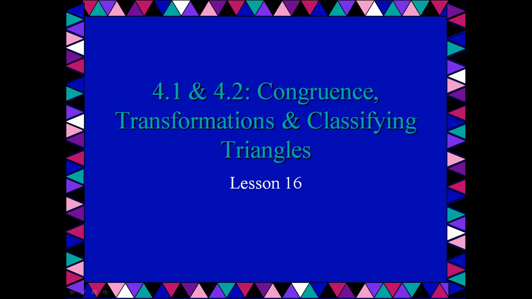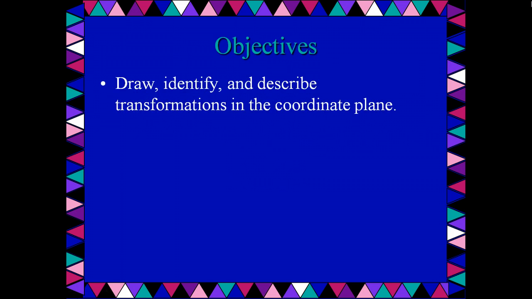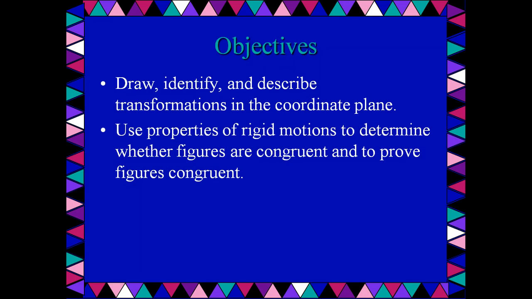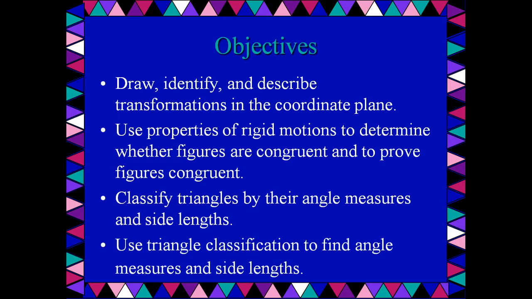Lesson 16, Congruence, Transformations, and Classifying Triangles. Our objectives of this lesson are to draw, identify, and describe transformations in the coordinate plane, use the properties of rigid motions to determine whether figures are congruent and to prove figures congruent, classify triangles by their angle measures and side lengths, and also to use triangle classification to find angle measures and side lengths.